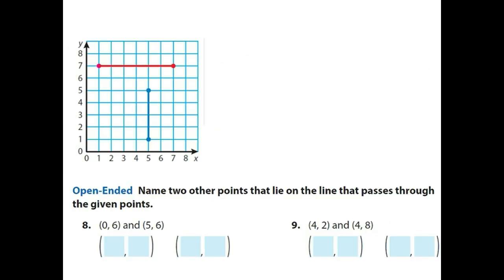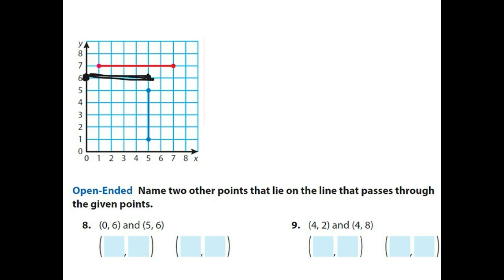So 8 and 9 are open-ended. They want us to name 2 other points that lie on the line that passes through the given point. So I'm going to work out number 8 with you, and then number 9 I want to be a Jolly Rancher moment. All right, so name 2 other points that lie on the line that passes through the given point. So 0, 6, and then 5, 6. So it's this line here.